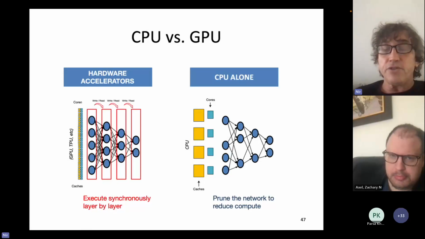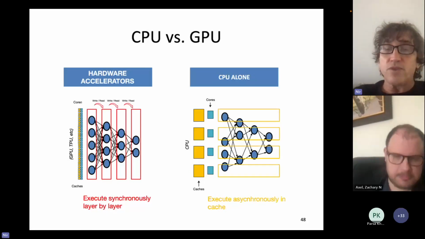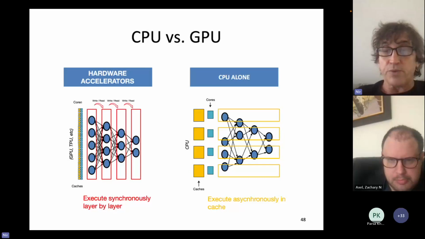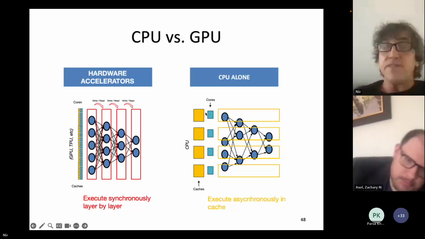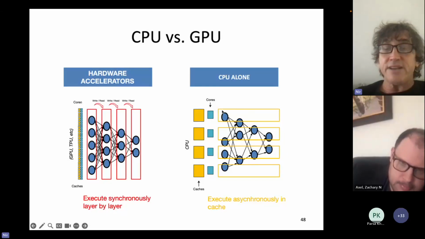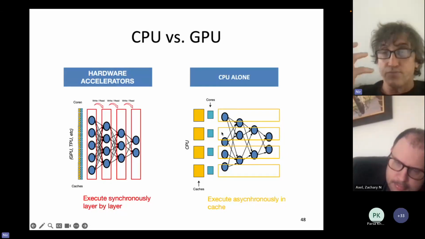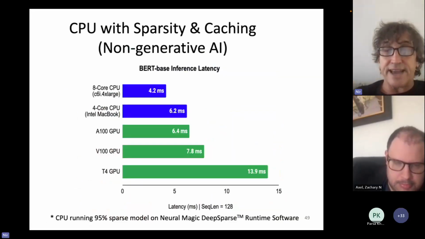We can do the same thing for neural networks, and it turns out that we can do that while preserving accuracy. And we can also run the neural networks differently than on the GPUs. We can run them utilizing the large caches. We can actually run the network depth-wise in the caches, and so execute them asynchronously, depth-wise in cache. So prune them and execute them depth-wise asynchronously in cache.